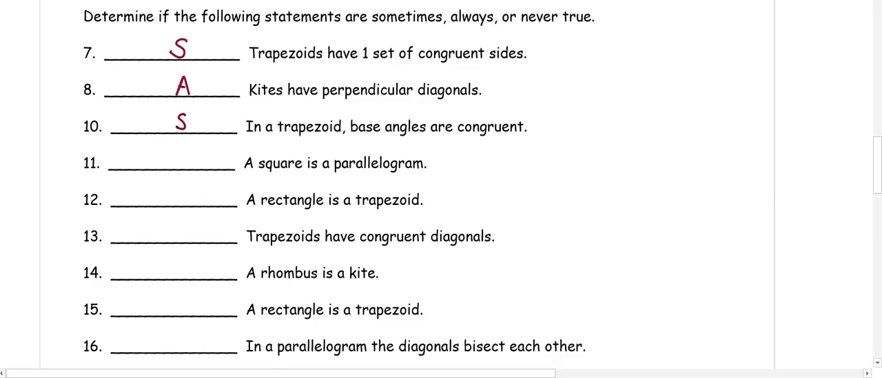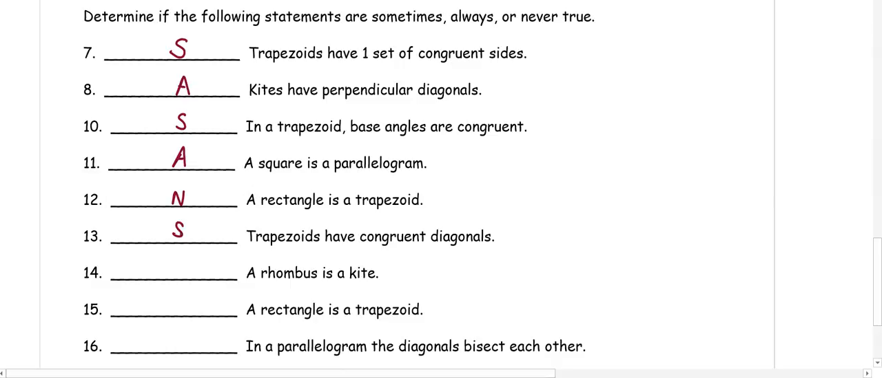Number 11, a square is a parallelogram. So remember that squares always have all the properties of parallelograms, so this is always true. A rectangle is a trapezoid. Well, remember that a rectangle has 2 sets of parallel sides, and a trapezoid only has 1 set of parallel sides, so this is going to be a never true statement. Trapezoids have congruent diagonals. So the length from one opposite vertex to the other is congruent to the other one. This sometimes happens if it's an isosceles trapezoid only, because remember, regular trapezoids, the only property is that the consecutive angles are supplementary.